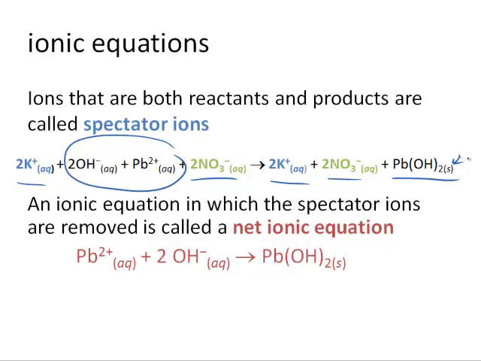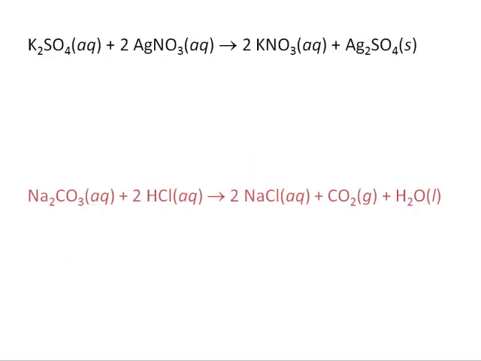If we remove all of the spectator ions, take those out, because again they could be any other counter ions, what we have is the net ionic equation. This shows all of the reactants that actually reacted to produce a new chemical compound. In this case, it's only lead plus 2 and 2 moles of hydroxide, forming a lead hydroxide solid compound. So what we can do is take a look at these two chemical equations, write the complete ionic equations, and then remove the spectator ions to form the net ionic equation.